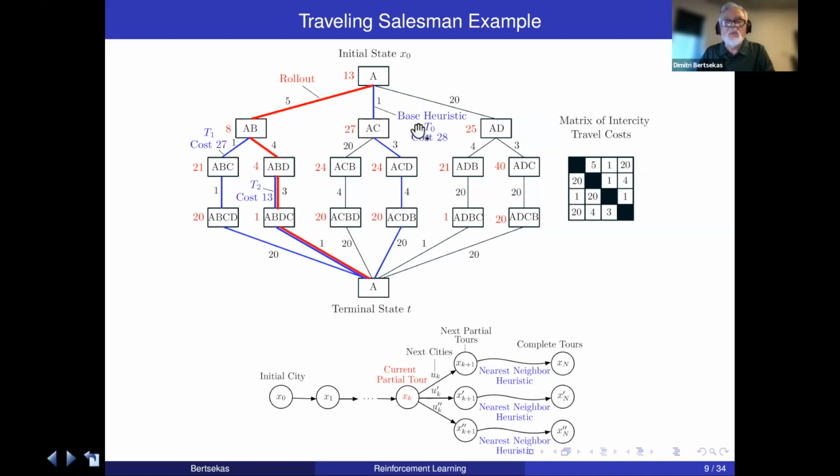And so on, we do this from all cities, and we reach the initial state, and we compare 5 plus 8, which is 13, 1 plus 27, which is 28, and 20 plus 25, which is 45. 13 is the smallest, and this is the optimal first choice, go from A to B. And then we do the same thing, online play going forward, and we construct the optimal solution, which is go to B, and then to D, and then to C, and then back to A. So this is the optimal solution.